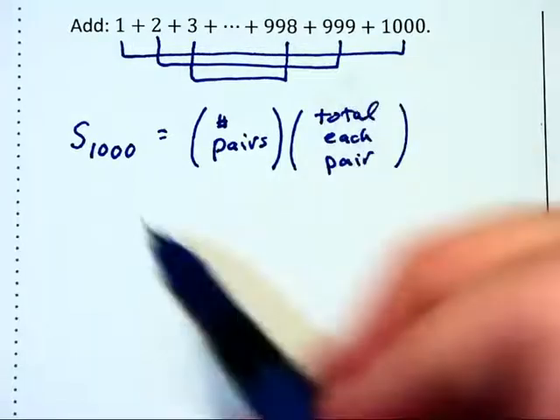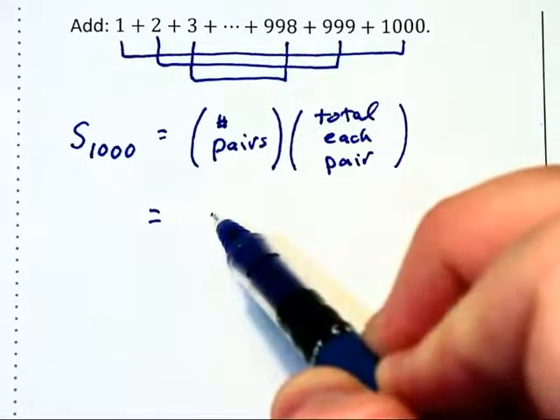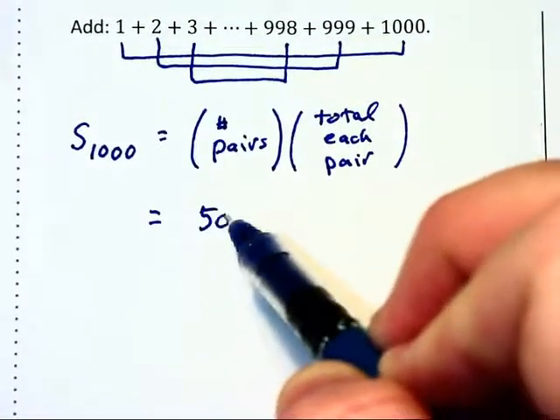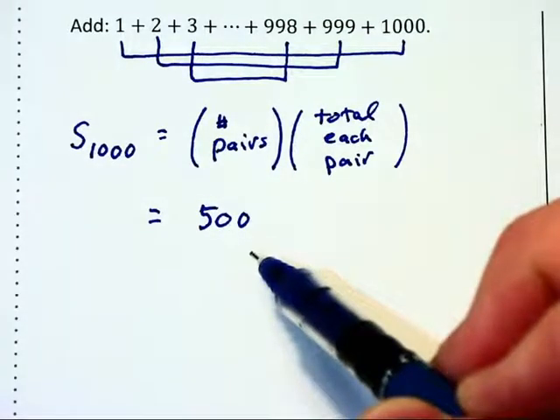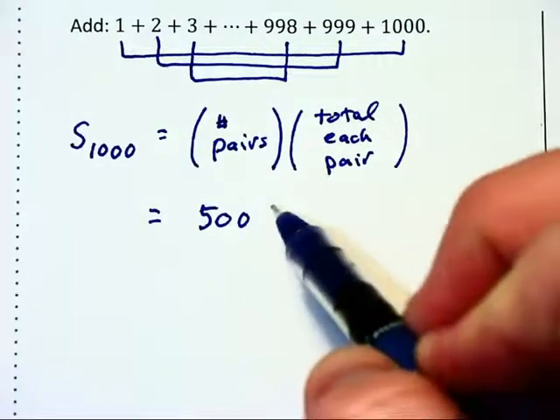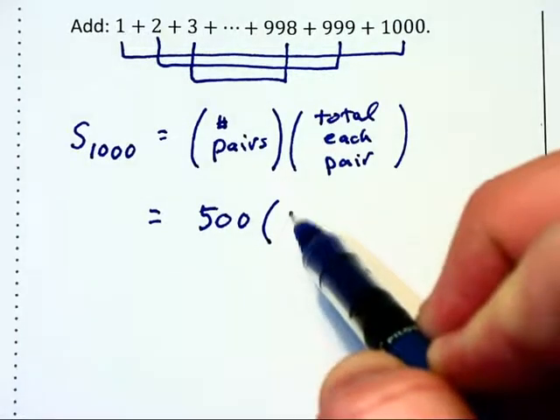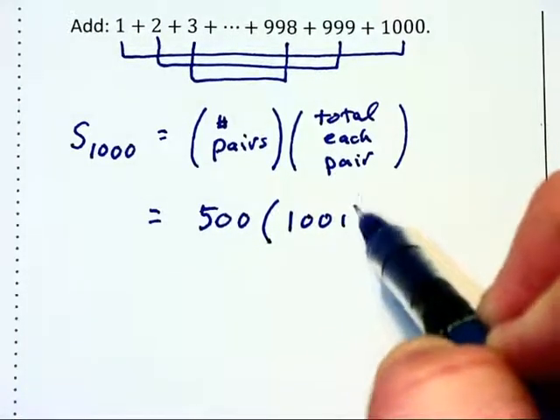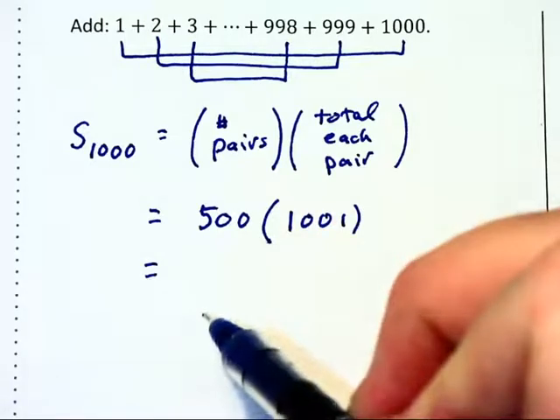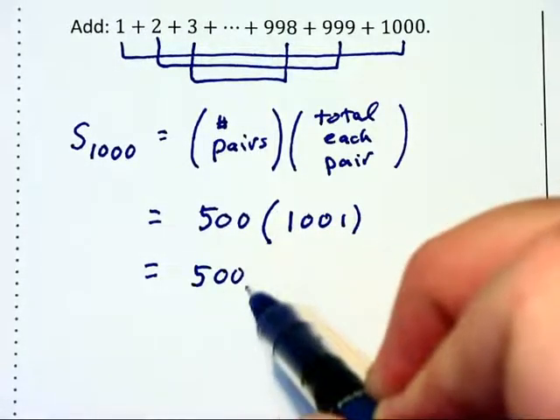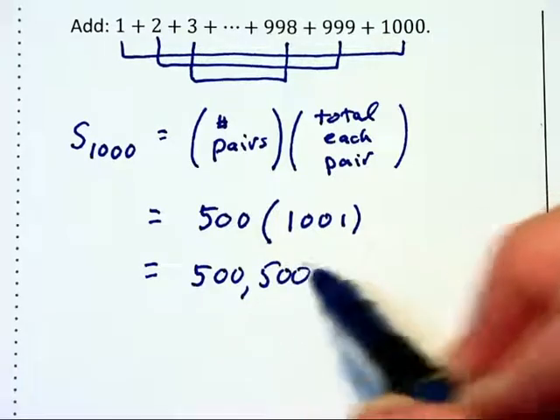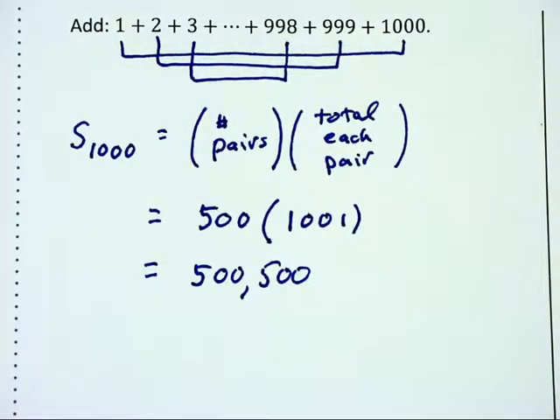So in this case, we have 500 pairs. There are 1,000 numbers, but dividing that by 2, you have 500 pairs. And the total for each pair is 1,001. Multiplying these two together, we get 500,500 as the sum of the first 1,000 numbers.